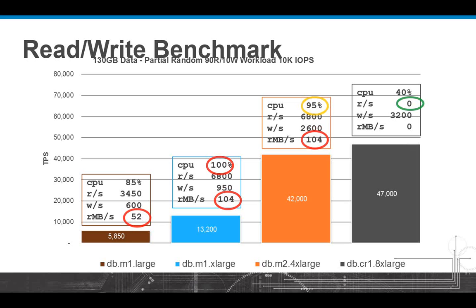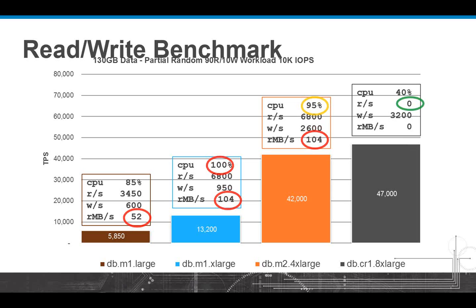And you haven't gotten as much performance boost out of a CR1 8x large instance because of the nature of the benchmark that we have chosen. It isn't optimized as much. So you can optimize it to get to much higher performance in terms of writes per second using a CR1 8x large.